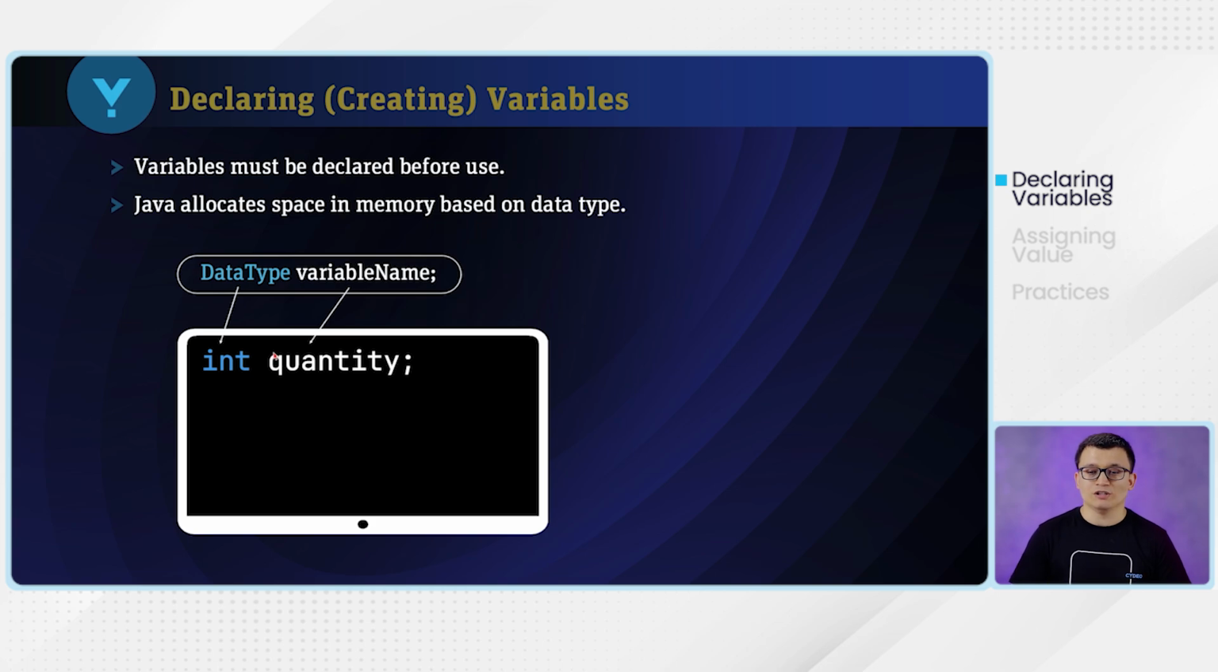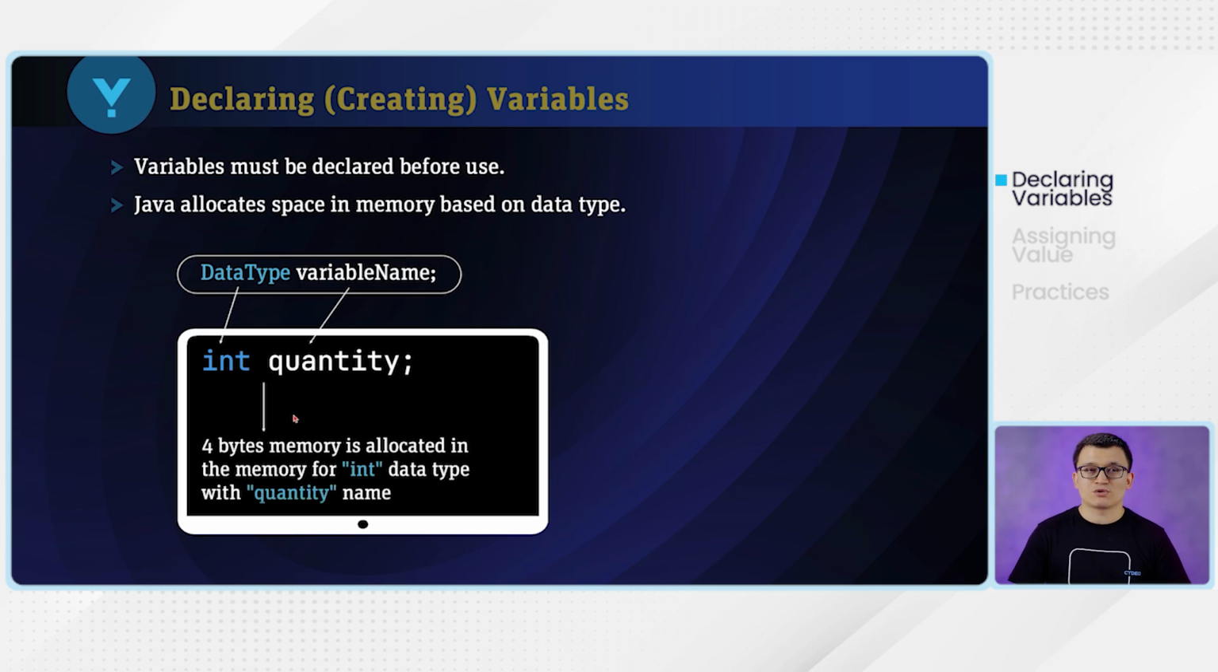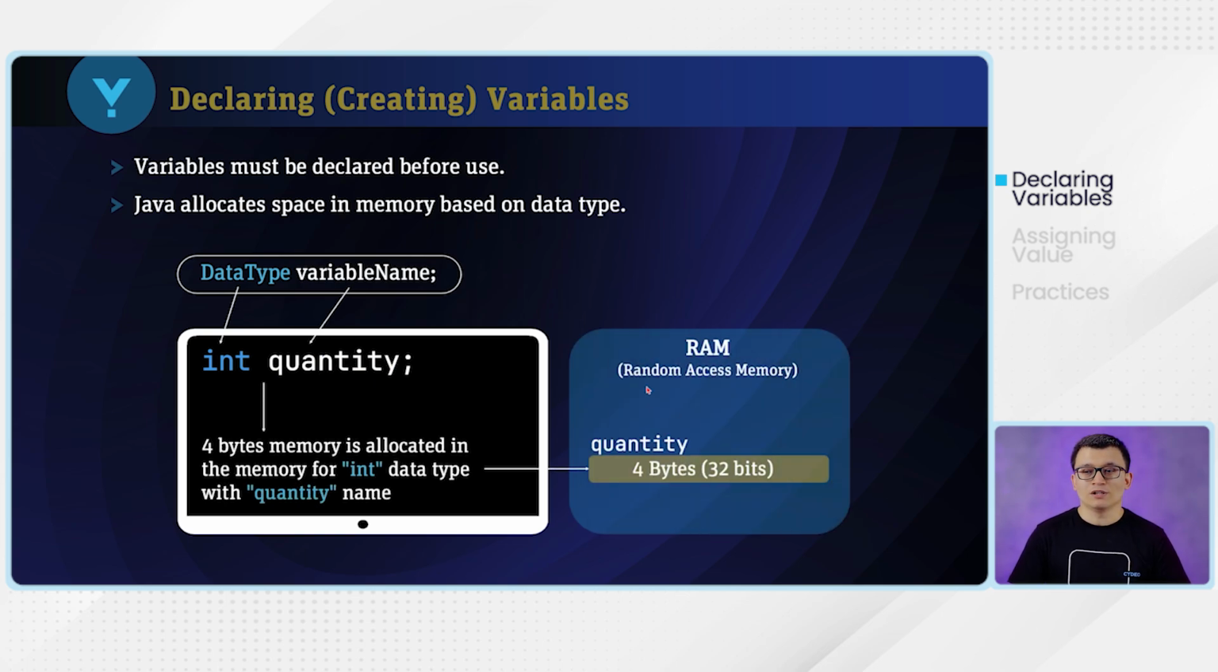Okay, so int is the most preferred primitive type when it comes to integer values. And as soon as you declare this variable, Java allocates a space in memory based on the data type that you provided. Int has 4 bytes of memory. So in the random access memory, a space is created, and this space will have 4 bytes of memory.